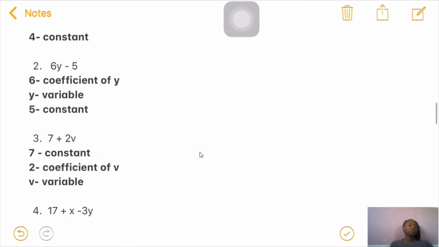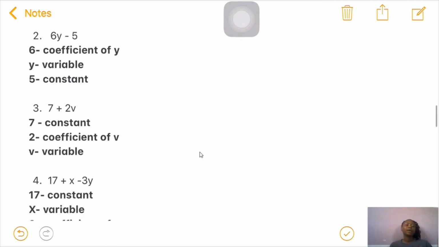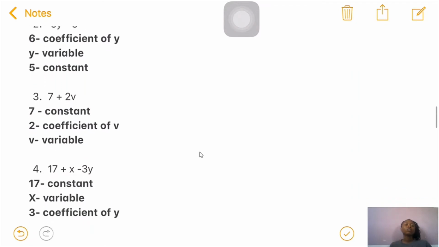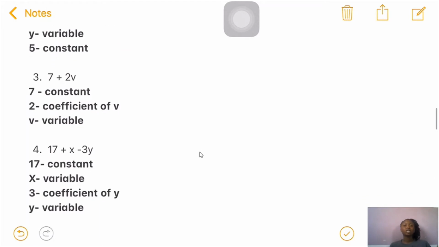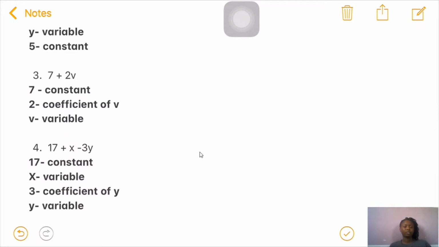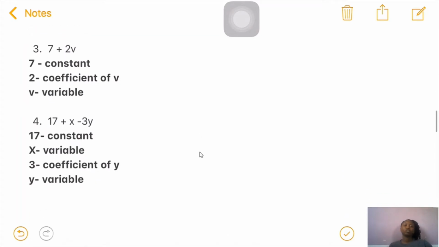So the next example I have is a combination of two different variables. So 17 plus x minus 3y. So yes, 17 is my constant, x is my variable, 3 is the coefficient of y, and y is also my variable. So in this example, I have two variables, one coefficient of a variable and then one constant. I'll just give you 4 examples, then you find the last one since you understand it now.